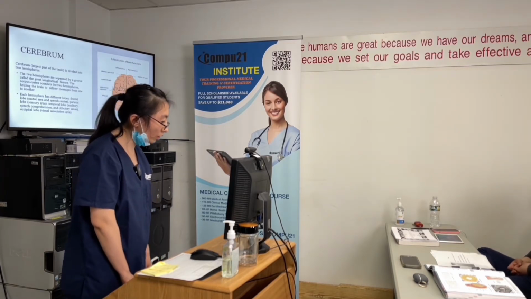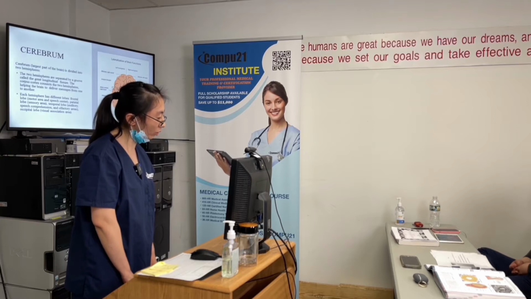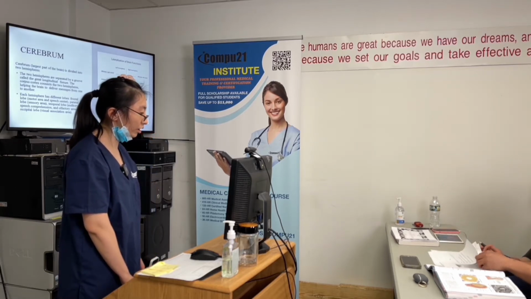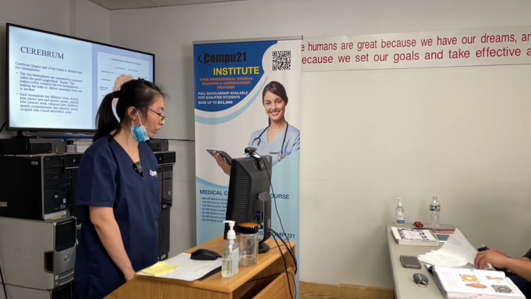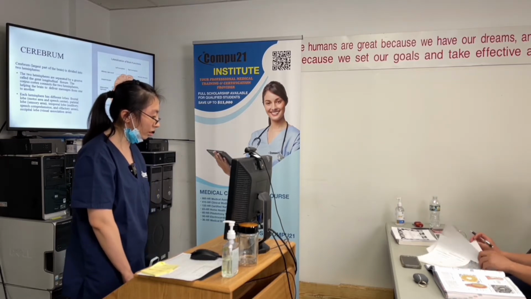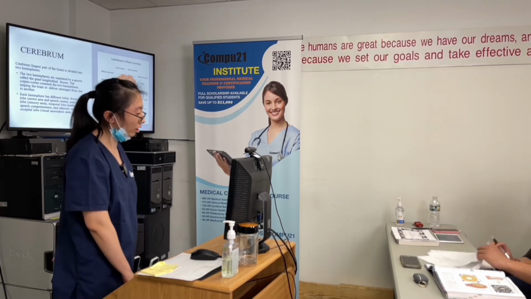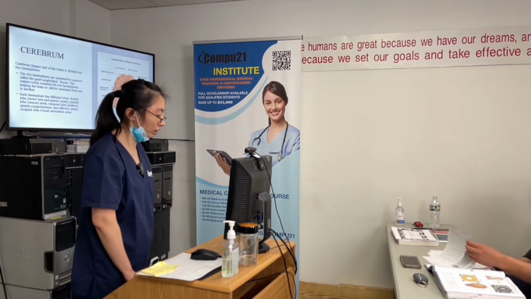The second will be the parietal lobe. It's a sensory area. The next one is the temporal lobe. It's for auditory, speech comprehension, and the smell areas. And the last one will be the occipital lobe. That will be for the vision.